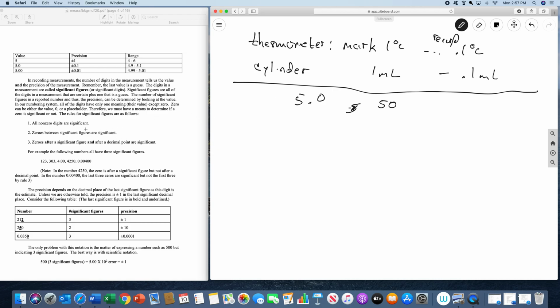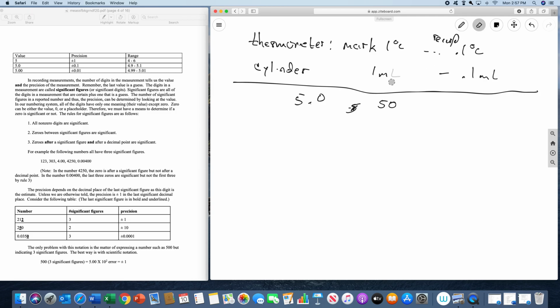If you look over here on the left, all non-zero digits are significant. That means anything, you wouldn't write a 5 if it wasn't either measured or guessed. Zeros between significant figures are significant. Zeros after a sig fig and after a decimal point are significant. So what that actually means is placeholders are not significant.